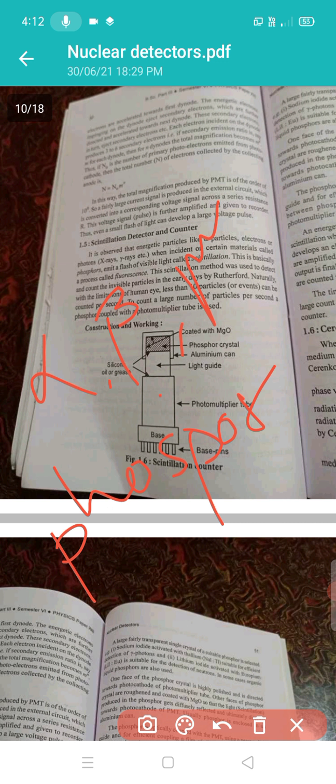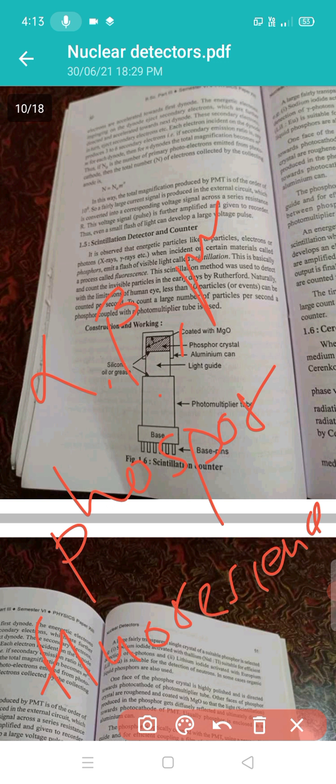This is basically a process of fluorescence. This scintillation method was used to detect and count the invisible particles in the early days by Rutherford.